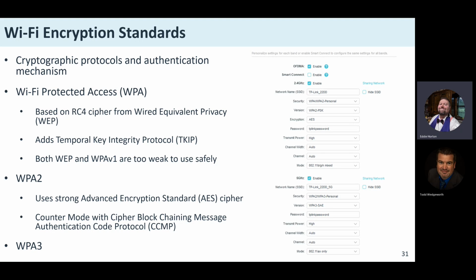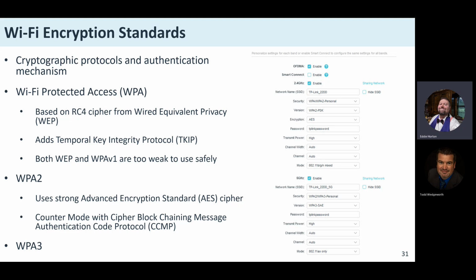So it added something called temporal key integrity protocol. The idea of that was that the key would change at certain intervals to make it more secure. But there's a problem with the algorithm in that the key changes at certain intervals that are known. So it's pretty weak to use. WPA2 came along and it uses AES. And it uses this counter mode cipher block chaining message authentication code protocol, which hopefully you won't have to know. But basically AES is more secure.